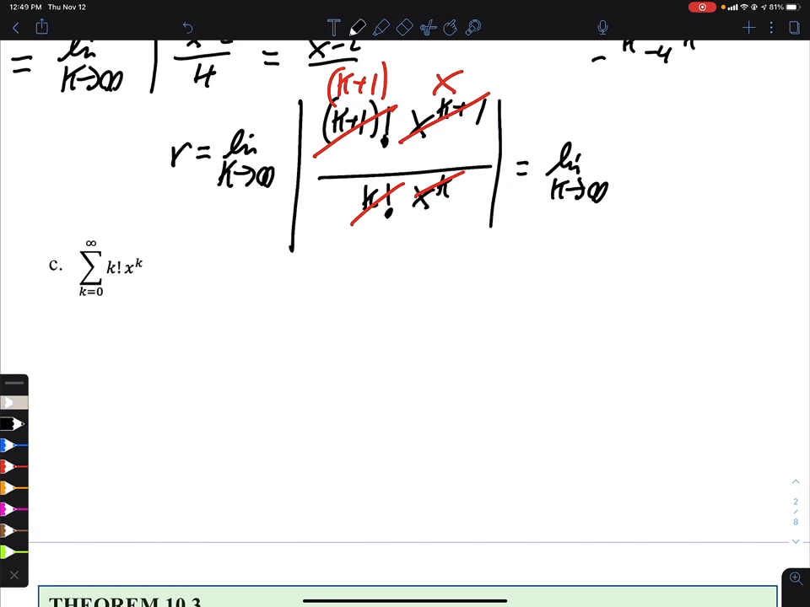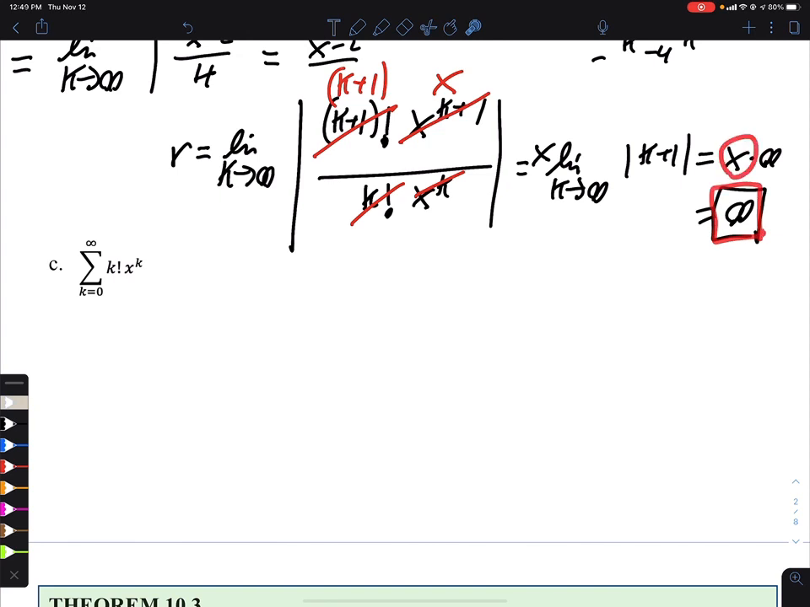Now, x is a constant, so I could pull the x out in front, absolute value of k plus 1. And that's going to go to infinity. X times infinity is going to be infinity. All right? Now, obviously, if x is 0, it's a different situation, but it's going to be infinity for all values of x not equal to 0. So in order for a series to converge, in the ratio test, R must be between 0 and 1, including 0. This clearly is not. Okay? So this always diverges except at x equals 0.